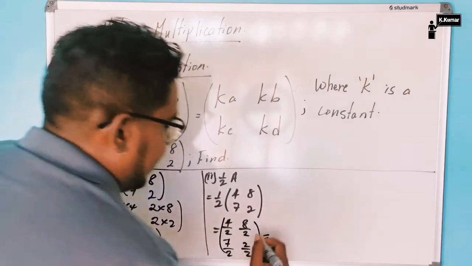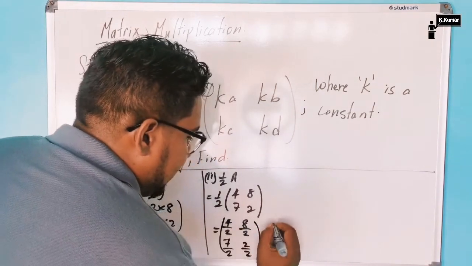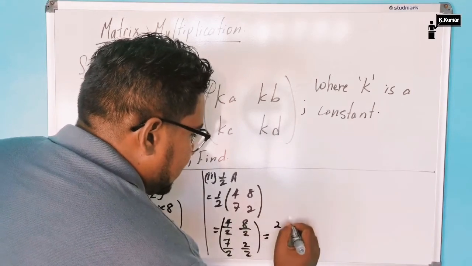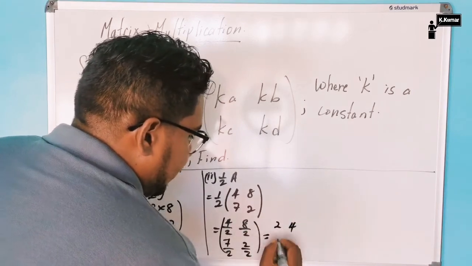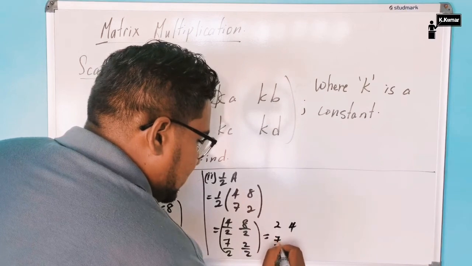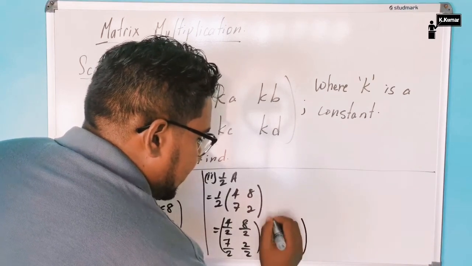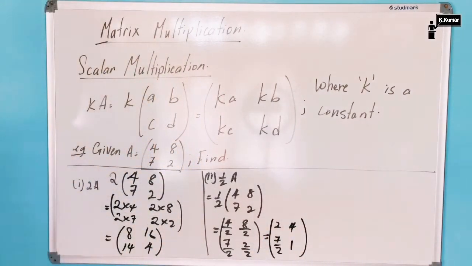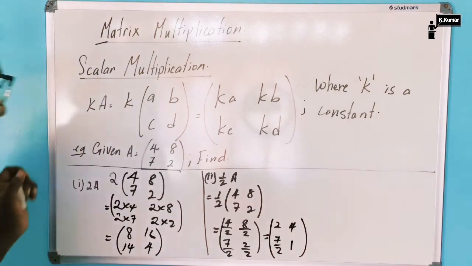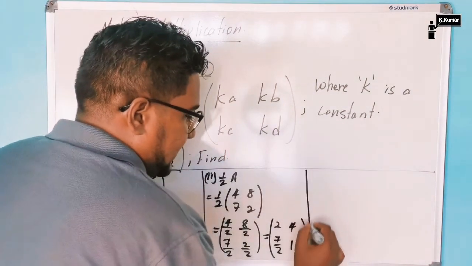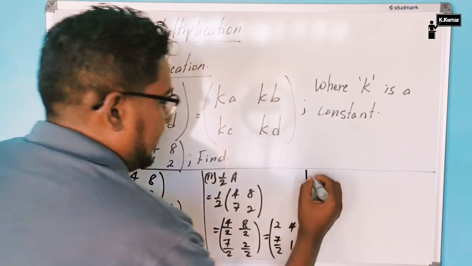Working this out, I would get 4 divided by 2 is 2. 8 divided by 2 is 4. 7 divided by 2, we leave it as 7 over 2. And 2 divided by 2 is 1. So your answer is 2, 4, 7 over 2, 1. Now you have some questions that they could give you, so let's try another one.